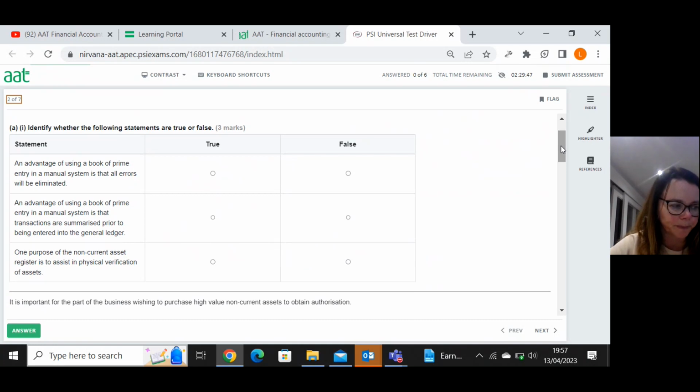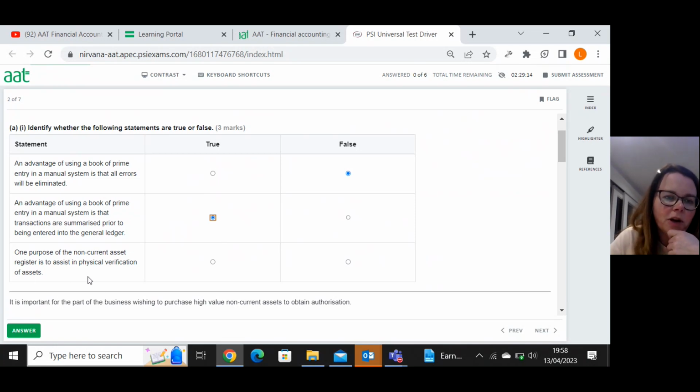True or false? An advantage of using a book of prime entry in a manual system is that all errors will be eliminated. Well, false, you can never eliminate all errors. An advantage of using a book of prime entry in a manual system is that transactions are summarised prior to being entered into the general ledger. Yes, that is the purpose of the book of prime entry in a manual system.